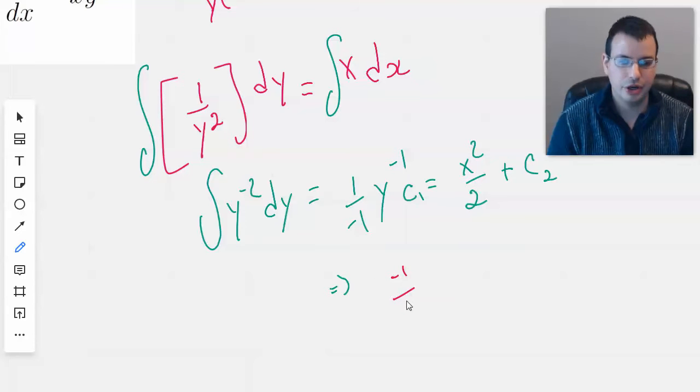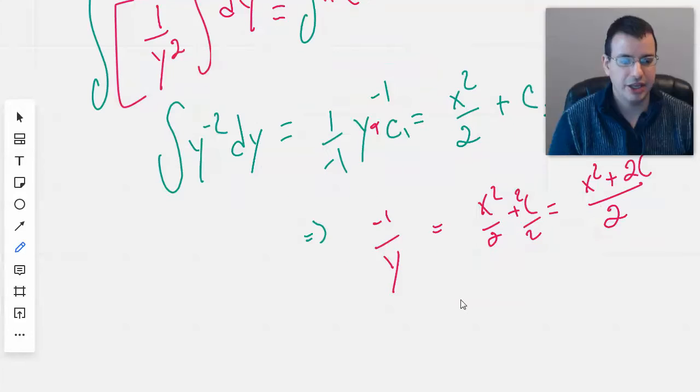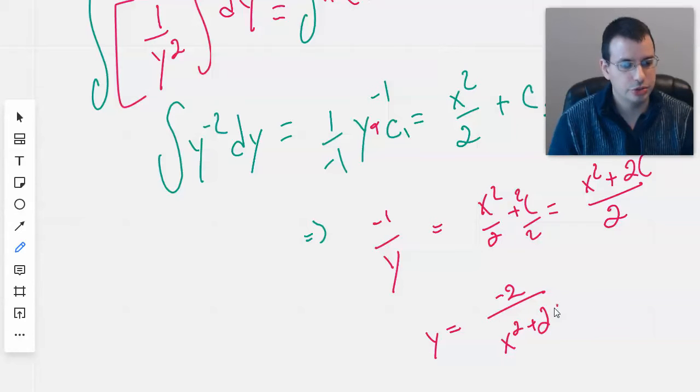So we have negative 1 over y equals x squared over 2 plus c. I'm going to simplify this to x squared plus 2c over 2. The idea is I multiplied the c by 2 over 2, which is 1. 2 over 2 is 1. You can always multiply by 1. That way, when I invert it, I have y equals negative 2 over x squared plus 2c.